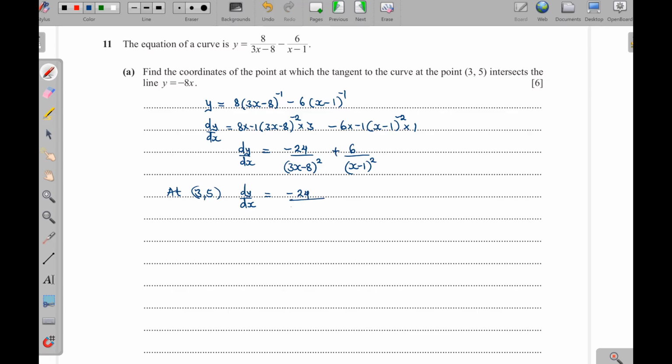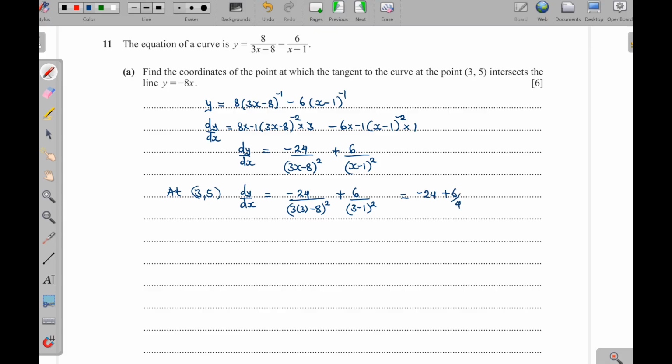So 24 out of 3 times 3, which is a 9, minus 8, which is a 1, then squared, it is still a 1. Then you have the 6, then 3 minus 1, then squared. So what do we have here? This is -24. Already this one is a 1. Then plus the 6 here out of 4. Okay? 6 out of 4. So this is -24 plus 6 out of 4.